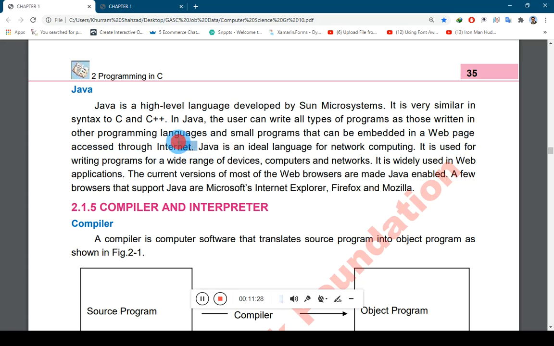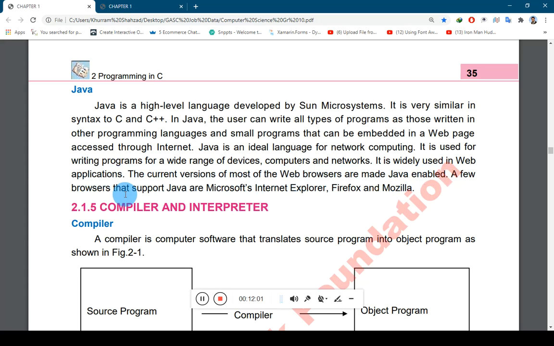So this language is actually used for programming all kinds of devices, all kinds of web pages, and it can do all the things. Java is an ideal language for network computing. So Java is the actual language of network computing. It is used for writing programs for a wide range of devices such as computers, networks, etc. It is widely used in web applications. In the current version, most of the web browsers are made Java enabled.